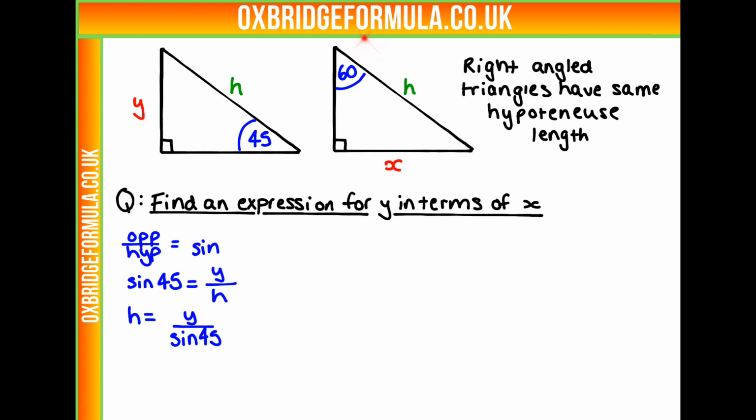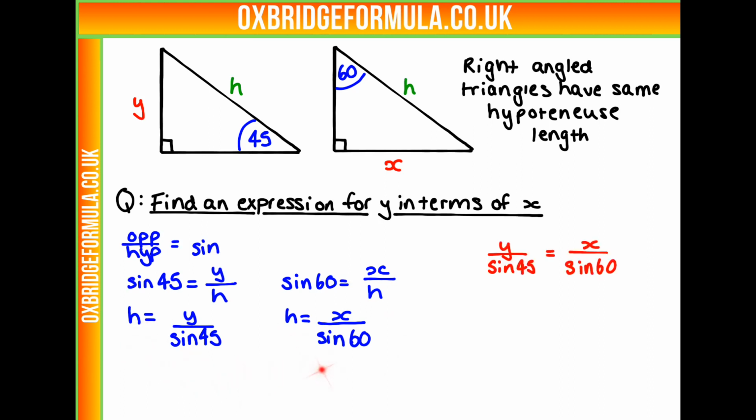And if we do the same thing for this triangle, here again we can see we've got the opposite and the hypotenuse, so we need sine 60 equals x over h. If we rearrange for h, we get h equals x over sine 60. Now we can make these two equations equal to each other as they both are equal to h, and we get y over sine 45 equals x over sine 60. And if we rearrange just to get y, that's what our question asks us to do, we're going to get y equals x sine 45, as we've times this equation by sine 45, all over sine 60.